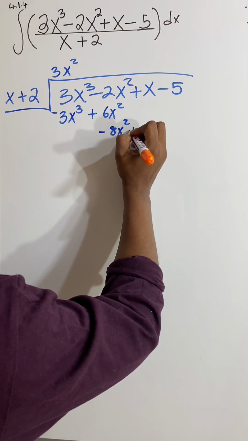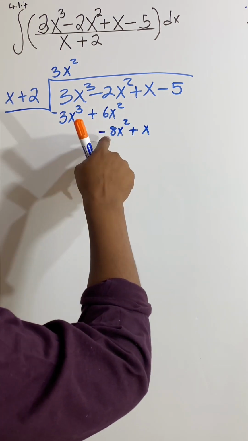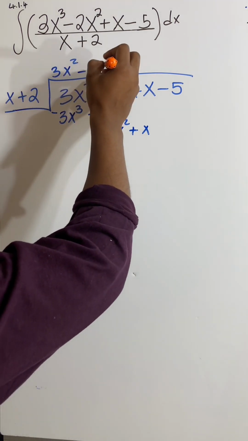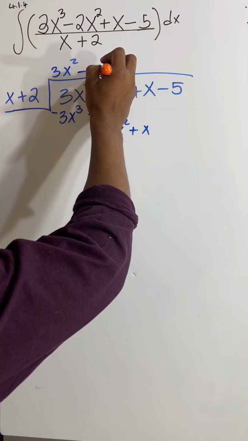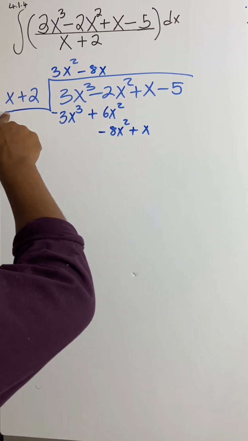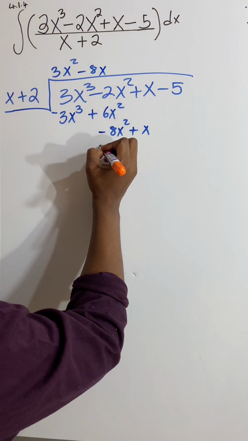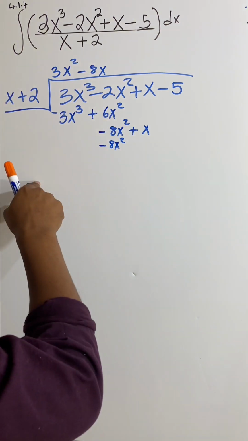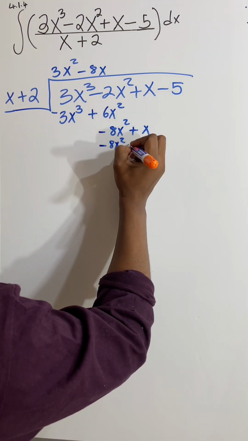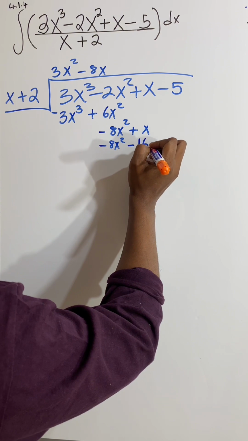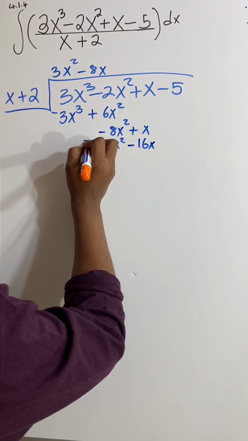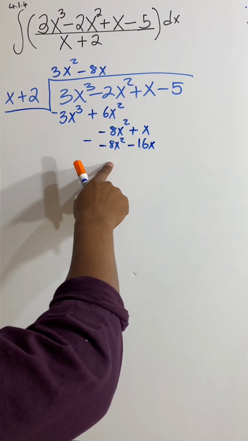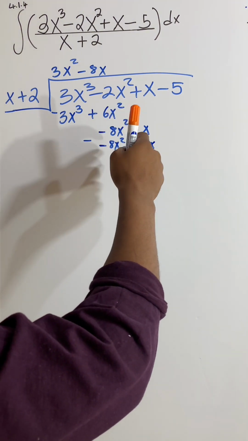We take down the positive x. Negative 8x squared divided by x is equal to negative 8x. Negative 8x multiplied by x is equal to negative 8x squared. Negative 8x multiplied by positive 2, we get negative 16x. From here, we subtract: negative 8x squared minus negative 8x squared is equal to 0.